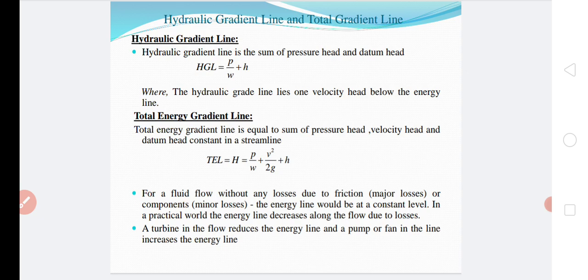At first, what is the hydraulic gradient line and the total energy gradient line? HGL, if we define it, is defined as the line which gives the pressure head, that is P by W, and the datum head, that is H, of the flowing fluid in a pipe with respect to some reference line.